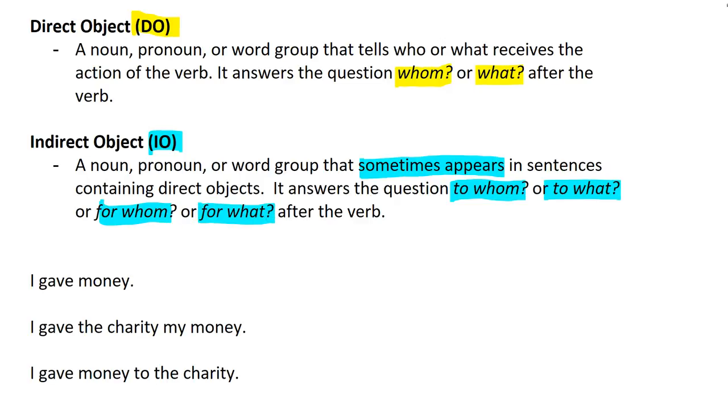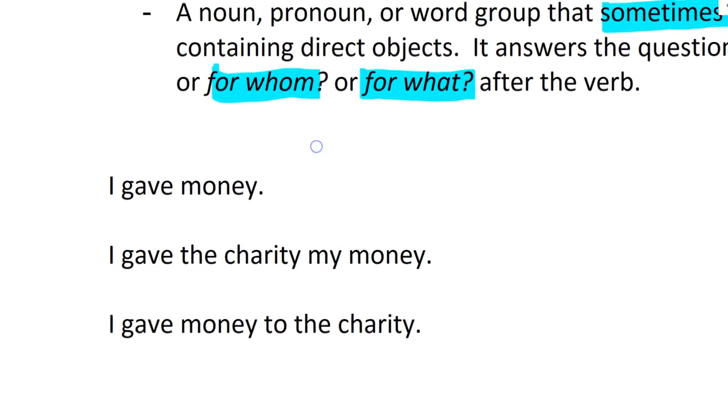So take a look at these three sentences. Each of them has some kind of direct object and maybe an indirect object. The first one, I gave money. So one thing at a time, we'll take a look at the entire thing here. I gave money. I is your subject. Gave is your verb. It's an action verb. I gave what? I gave money. Money is your DO.